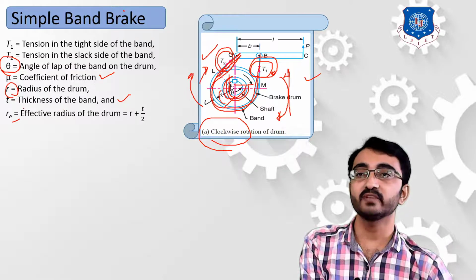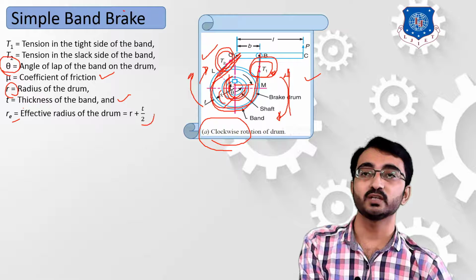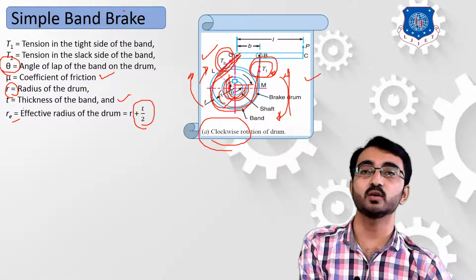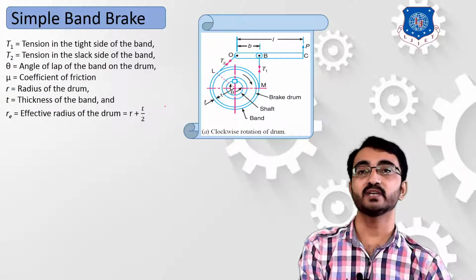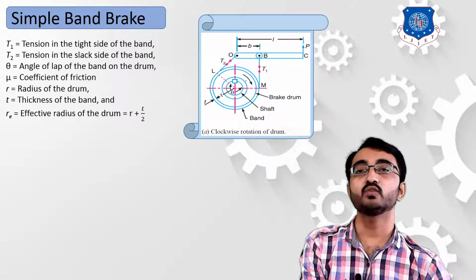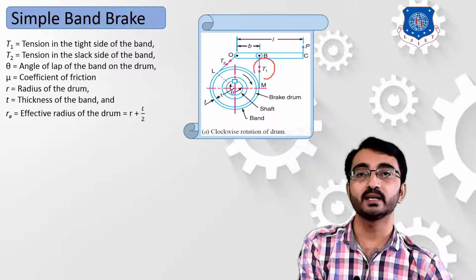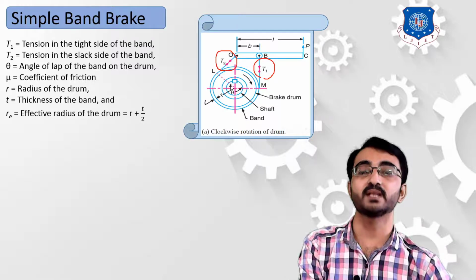Now if we consider the thickness as t, the effective radius of this whole system will be the average of, or we can say the midpoint of, this band and the radius. So we can simply identify that the effective radius is equal to the radius of drum plus t by 2. After learning this fundamental, we can simply understand that we have to apply the rules of belt drive over here because it is a simple type of belt.